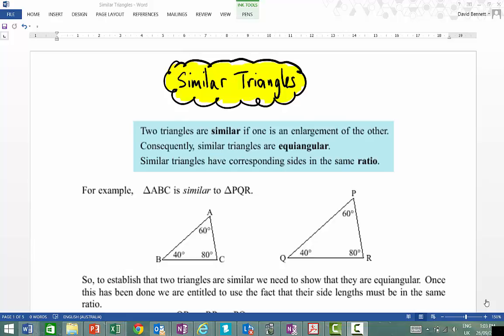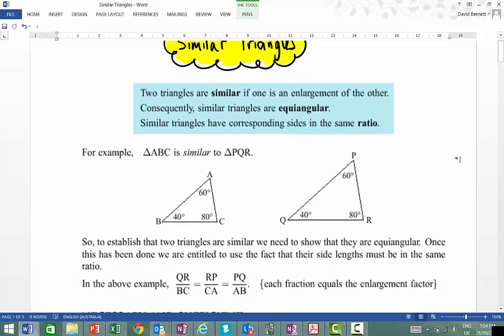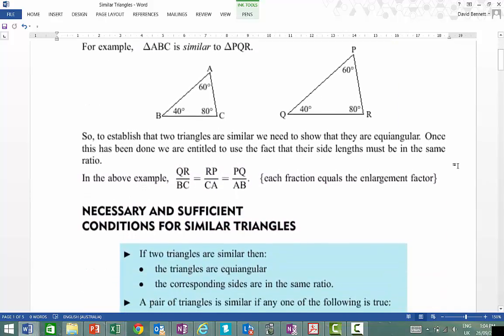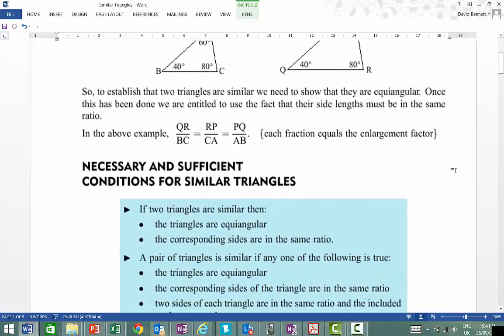Alright, so in this case, when you're looking at the diagram, we can see that 40, 40, 80, 80, 60, 60, because they have similar angles, they have to be similar, therefore the sides will be in the same ratio. We're going to use this technique to actually find unknown sides and to solve some triangles.